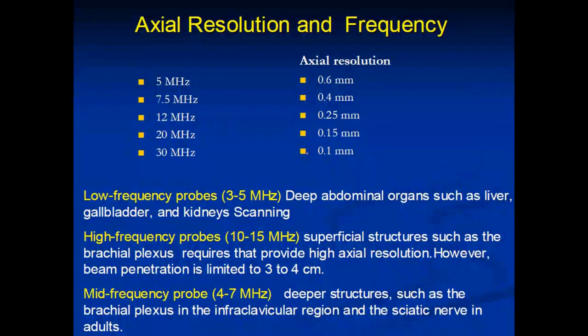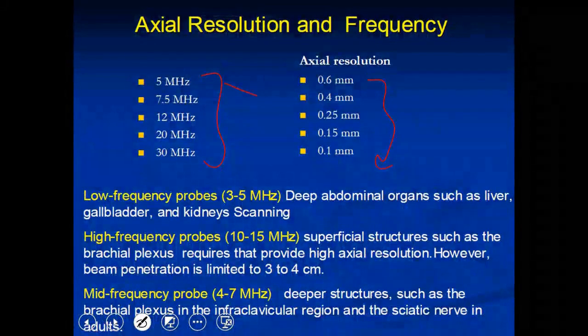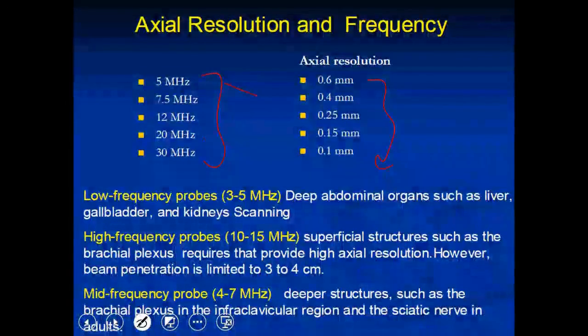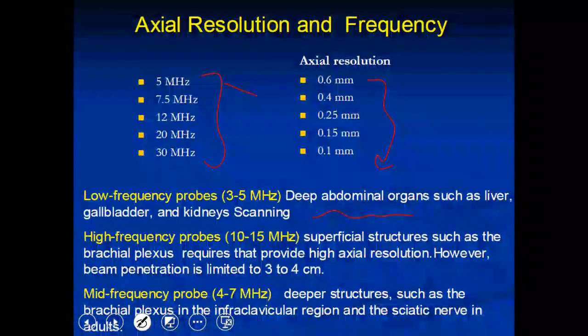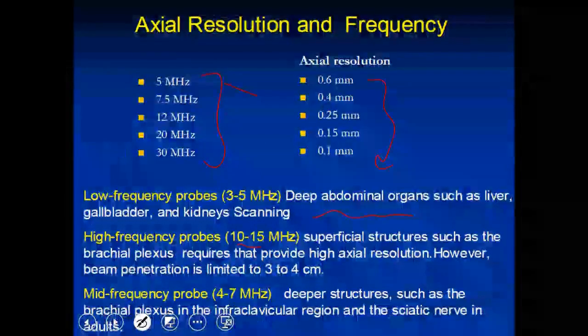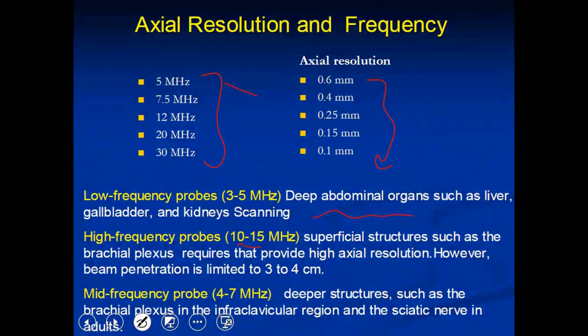Here we talk about the topic of resolution and different frequencies. The low frequency, from 3 to 5 MHz, is used because the attenuation will be less, allowing it to reach deeper abdominal organs such as the liver, gallbladder, and kidneys. High-frequency probes, 10-15 MHz, are for superficial use, offering high resolution but limited penetration. Mid-frequency, 4 to 7 MHz, reaches deeper.